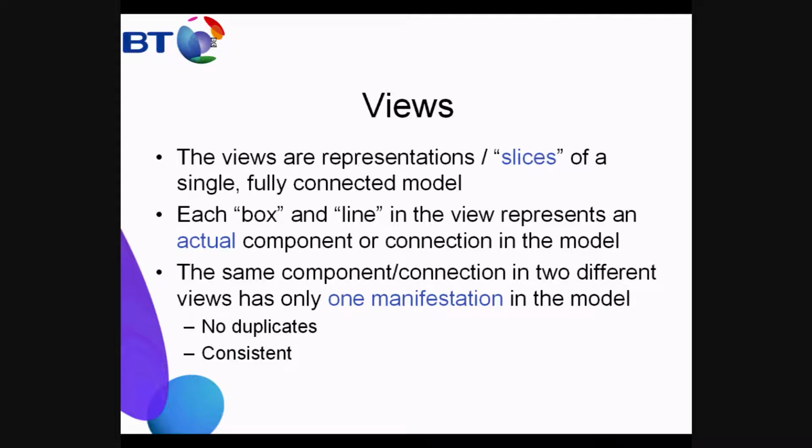Each box and line in the view represents an actual component or connection in the model. The same component or connection in two different views has only one manifestation in the model, so there are no duplicates. If you've got two different views and you delete one connection or a component from one view, it will be replicated in the other views in which that manifestation occurs. So you don't get any duplicates and it's always consistent throughout the model.